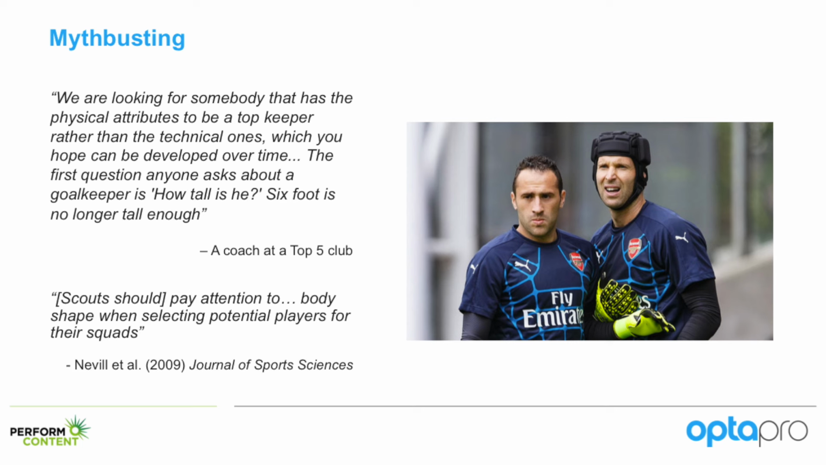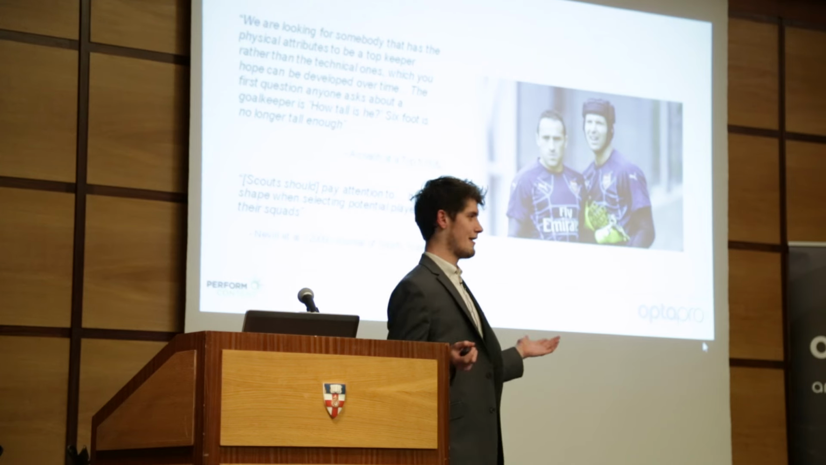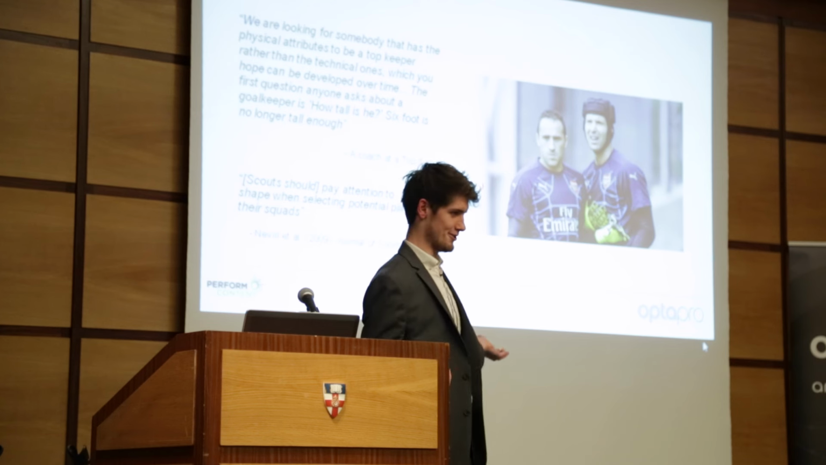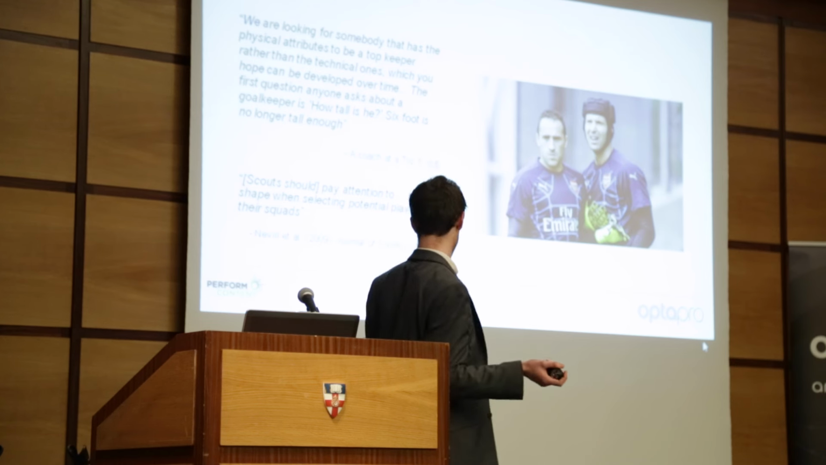And this is an idea that's come out of sports science. There was a paper written in 2009 which said that between 1970 and 2000 or so, there'd been a massive growth in player height and BMI in all positions, but particularly amongst goalkeepers. One of their concluding points was scouts should pay attention to body shape when selecting potential players for their squads. So that would lead us to think that Ospina may be too short to be a goalkeeper at just 6 foot or 6'1".